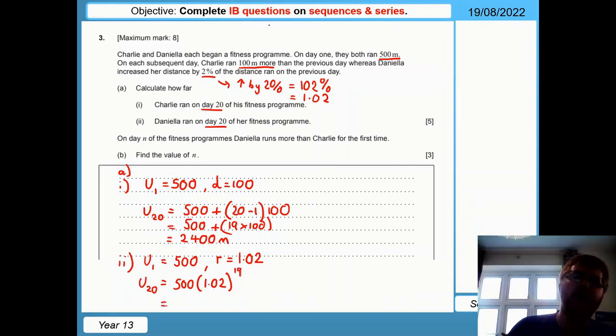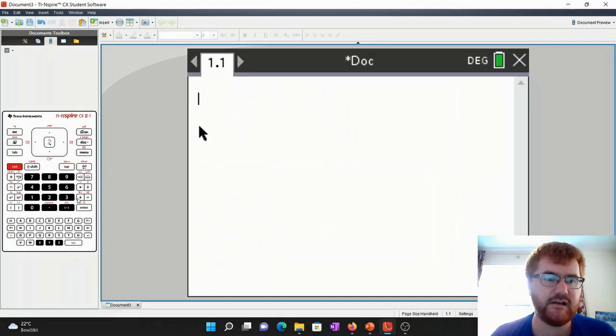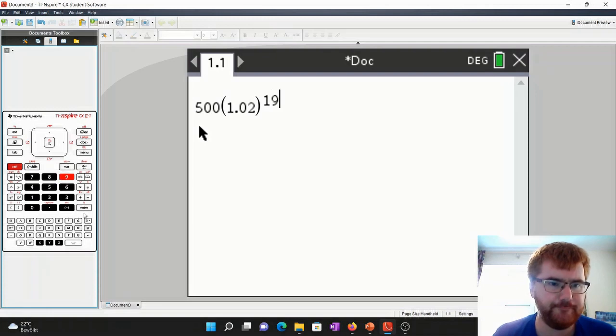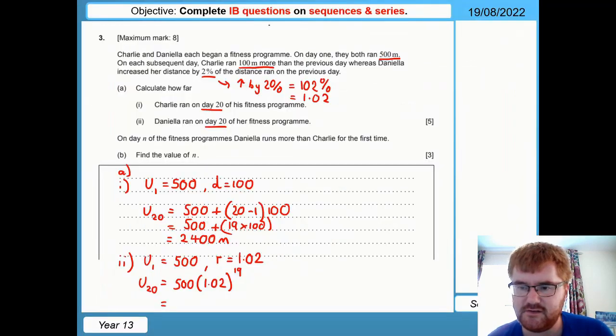At this point, I can't do this in my head, so let's go to the calculator and work it out. Okay, so we're just going to type this in, so 500, open bracket, 1.02, and we use this button to get to the power of, and we want 19 here. That gives us 728.4, so let's pop that across.